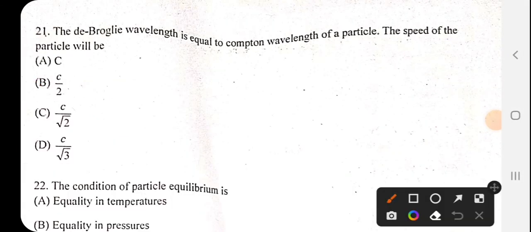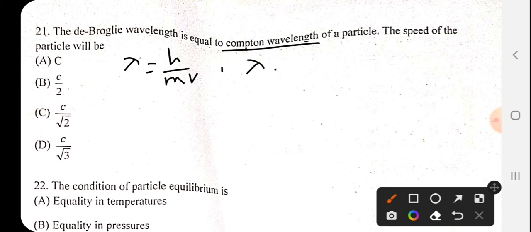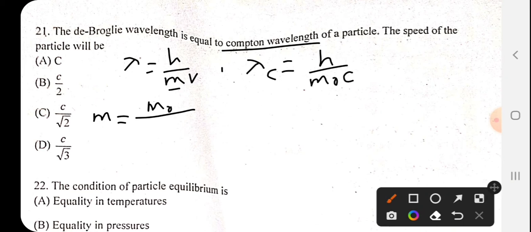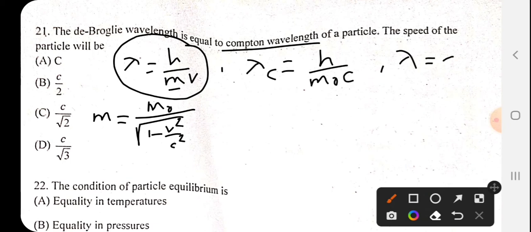So here the de Broglie wavelength equals lambda equals h upon mv, and the Compton wavelength lambda c equals h by m naught multiplied by c, where v is the velocity of the particle, m naught is the rest mass of the particle, and m is called the relativistic mass of the particle. As we know, m equals m naught divided by root over 1 minus v square by c square. So putting these two values in the above equation, it is given that lambda equals lambda c. That means the de Broglie wavelength is equal to the Compton wavelength.